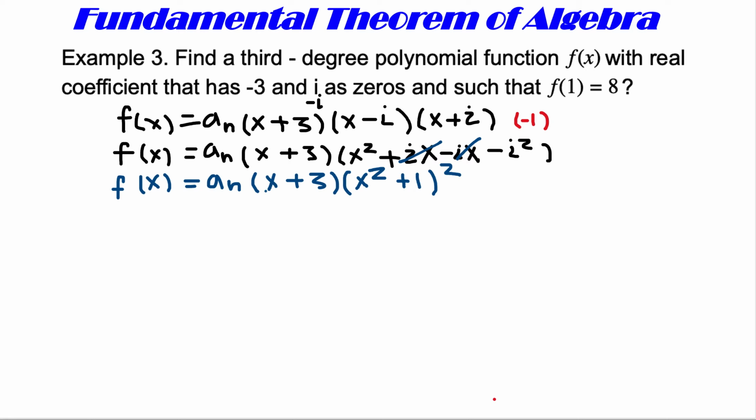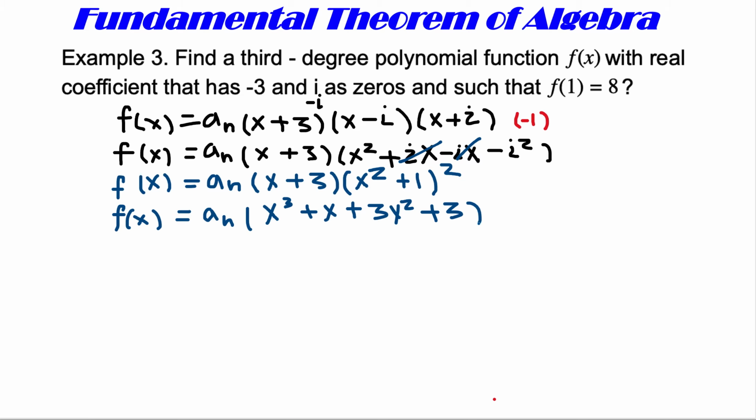And now we are multiplying everything inside. f of x is equal to a_n. So a_n is here. And if we multiply everything, x times x squared is x cubed. And x times 1 is plus x. And plus 3 times x squared is plus 3x squared. And 3 times 1 is plus 3.